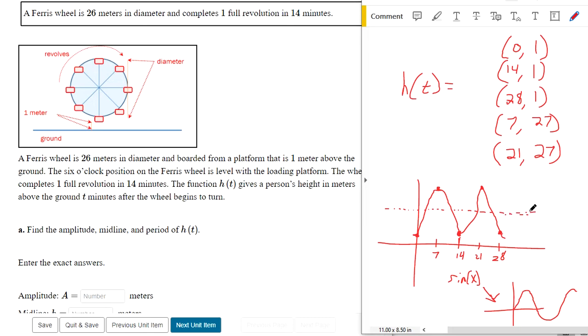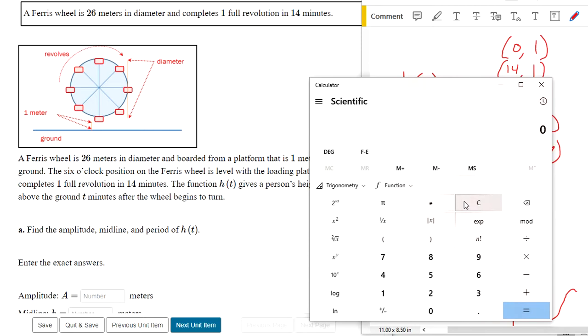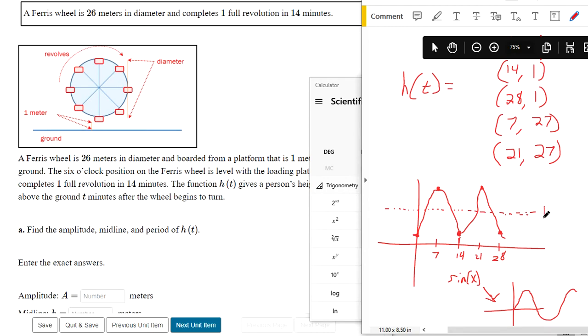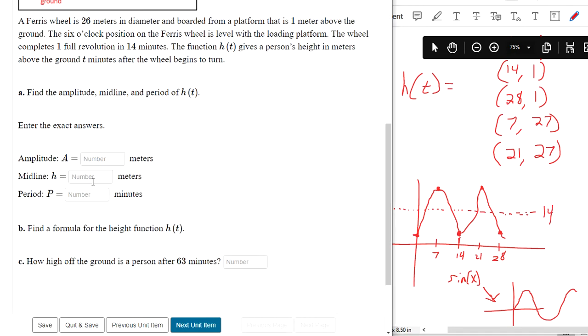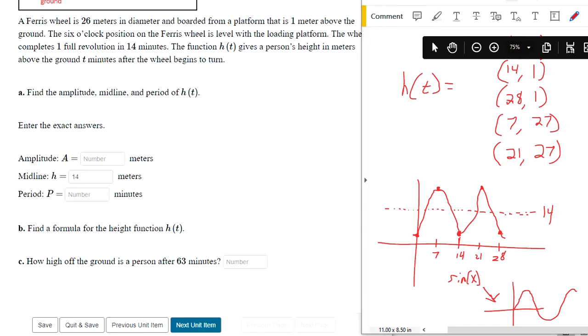We can figure out exactly what that midline is because of our data points that we gathered, right? We start at 1 on the y-axis, and then their highest point is 27. Then we're back down to 1, then 27. So midway between those two, so the average, 1 plus 27 divided by 2, midway between those two is 14. So the midline for my function is h equals 14, or it's kind of like y equals 14 on our homework. That horizontal line of y equals 14 is the middle point.